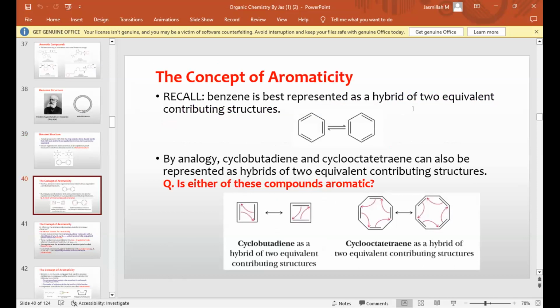Benzene is best represented as a hybrid of 2 equivalent structures. It can be present as this structure, also as this. Normally we just draw a benzene ring with a circle in between, but it can be present in both structures. Also, these structures here, such as cyclobutadiene, can be present as hybrids of equivalent structures, both this and this, and also this 7-membered ring.